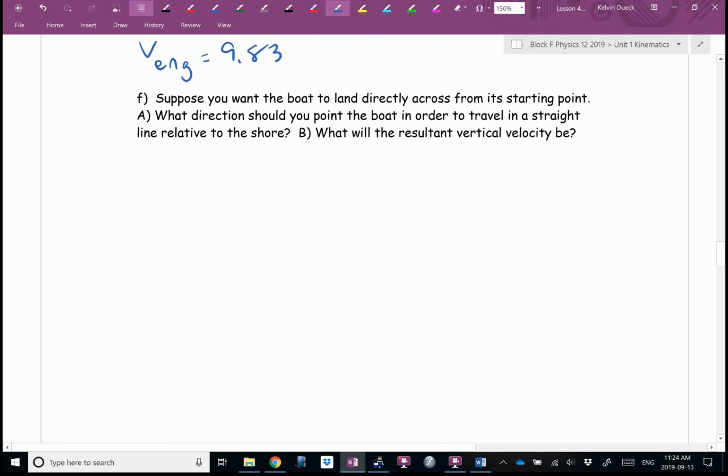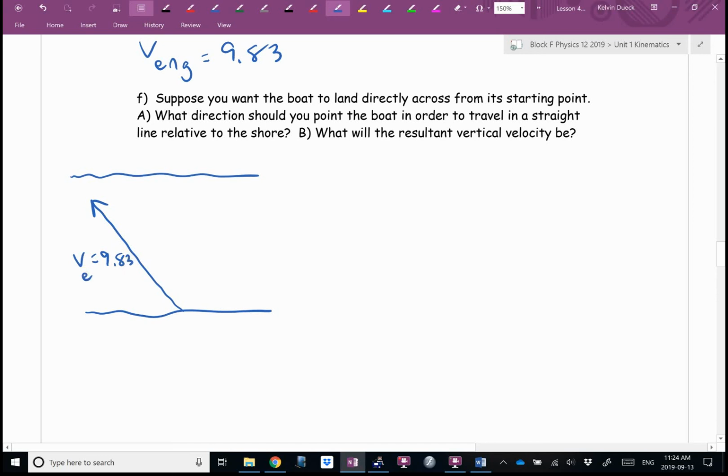F. Suppose I want to go directly across. What direction should I point the boat? Well, if the current is going east, I'm going to point the boat a little bit west. I think I'm going to point the boat this way. And that is going to be 9.83. It's the engine velocity.